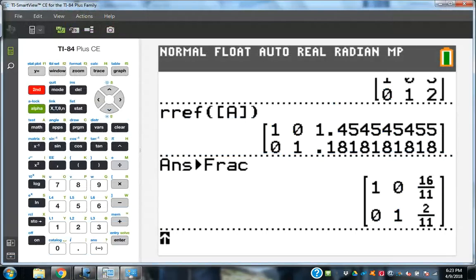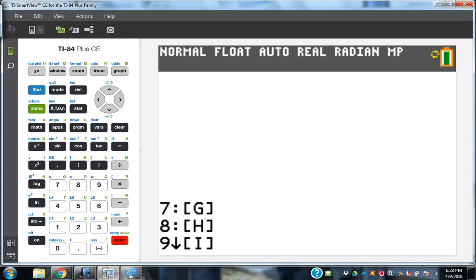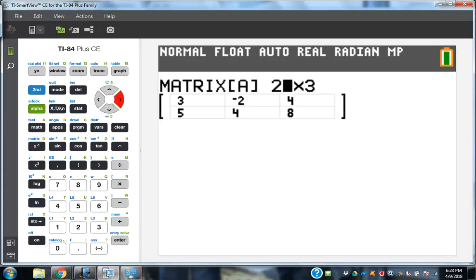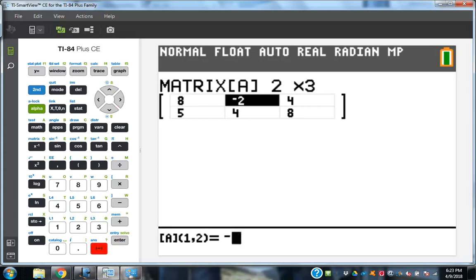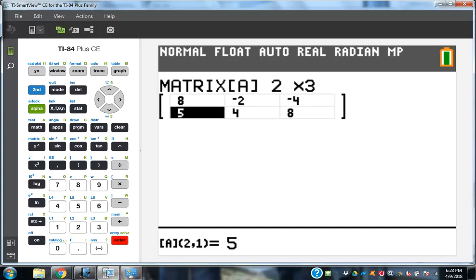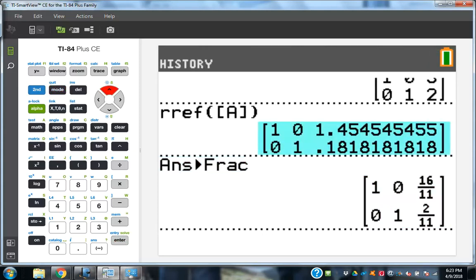Again, we're getting second, inverse, edit. Still working with the 2x3, so I'm just going to use this one. So 8, -2, -4, -4, 1, 2. And then RREF on that matrix.